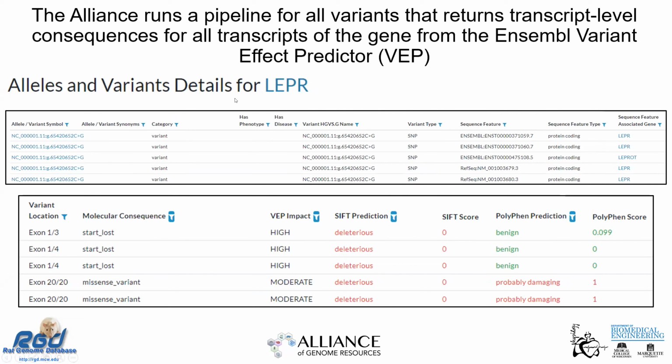So variant details for Lepr, you've got the name of your variant and all of the information that appeared in the summary table on the previous page. But in addition, you have the list of what are called sequence features, but in this case, they're all transcripts. So transcripts both from Ensembl and from RefSeq for the Lepr gene. It tells you whether that transcript is protein coding or not.